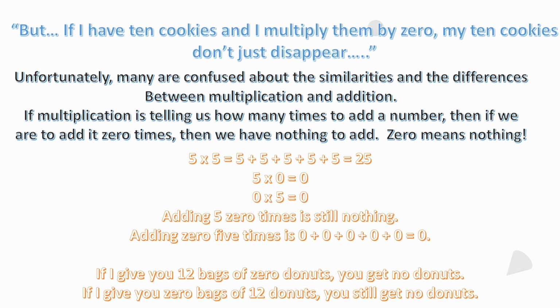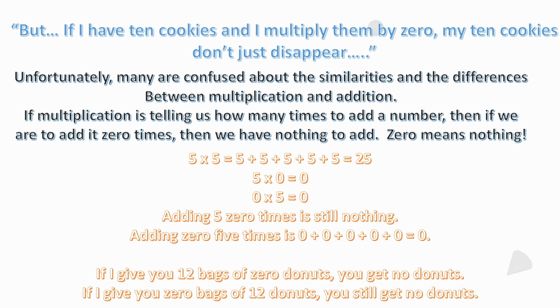All right, whatever. So, unfortunately, many are confused about the similarities and the differences between multiplication and addition. If multiplication is telling us how many times to add a number, then if we're to add it 0 times, then we have nothing to add. 0 means nothing, right?